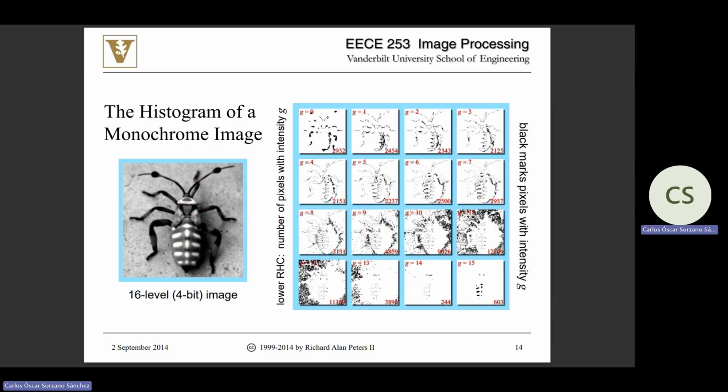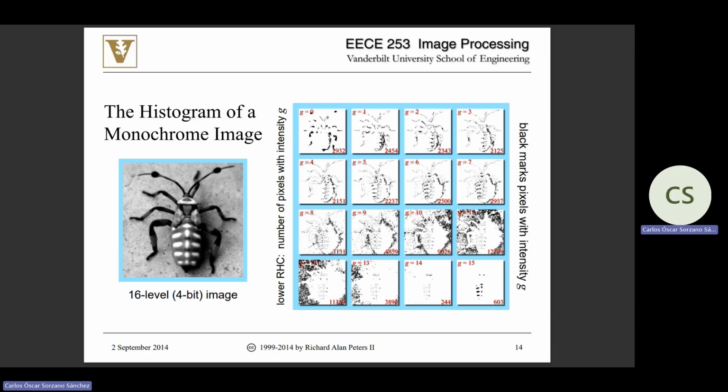But now we turn it into a 4-bit image that can only take 16 different values from 0 to 15. And this is how it looks like with 4 bits. And now we can do the following. We can draw a mask with the image with particular values of interest. Let's say G equals 15.